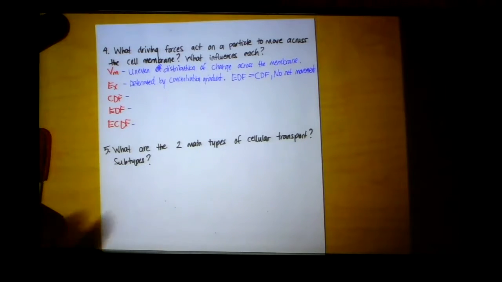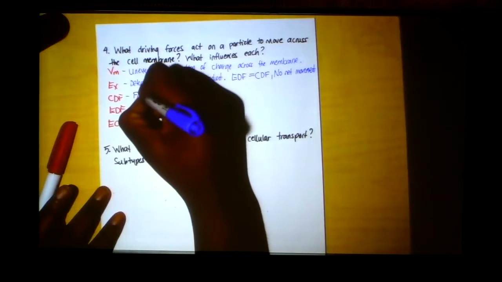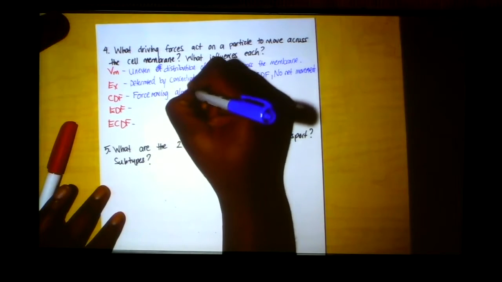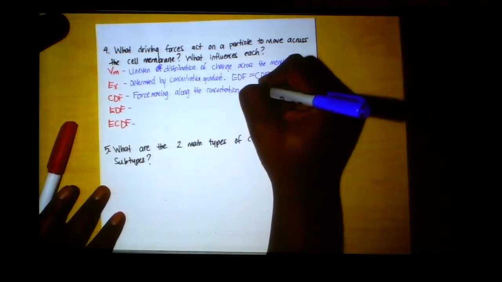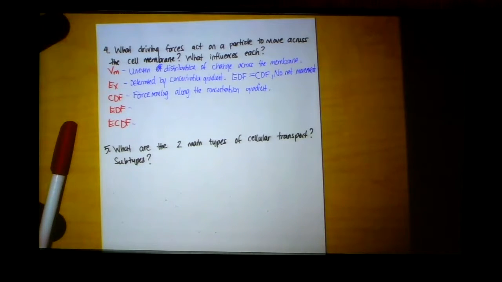Right? The chemical driving force. Let's talk about the chemical driving force. So what is the chemical driving force? Perfect. So the force that's moving down or along the concentration gradient. Okay, simple. So that's based upon the concentrations on either side of the membrane.